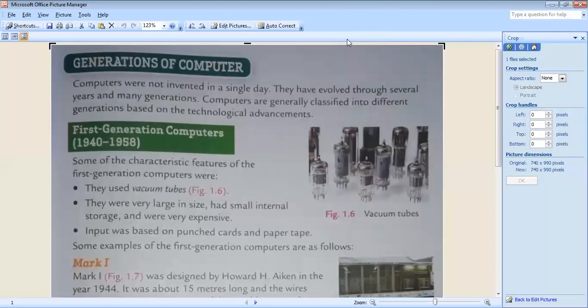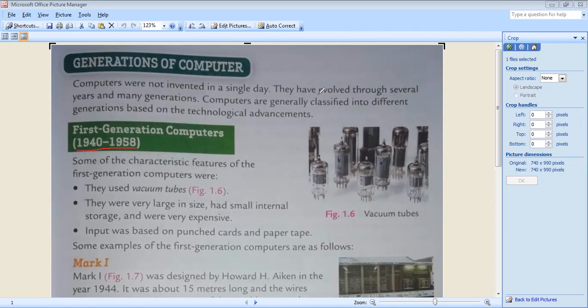So computers were not invented in a single day. It took a lot of time to make the modern day computers. They have evolved through several years and many generations. Computers are generally classified into different generations based on the technological advancements. First generation computer was between 1940 to 1958.